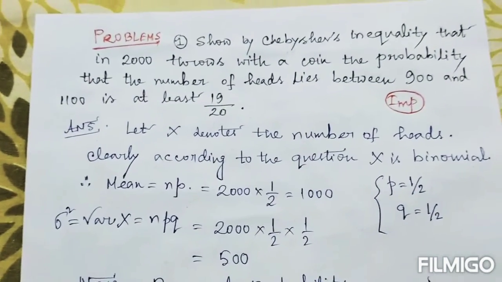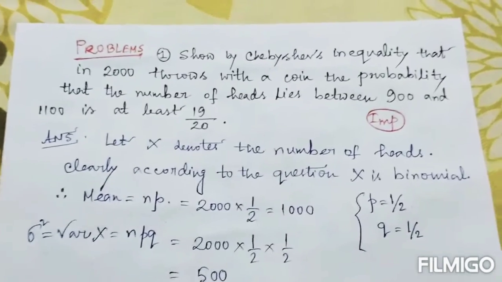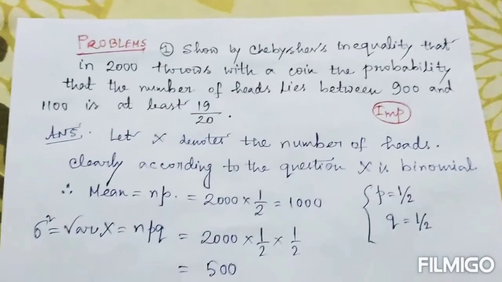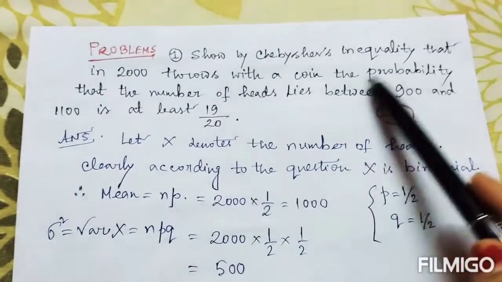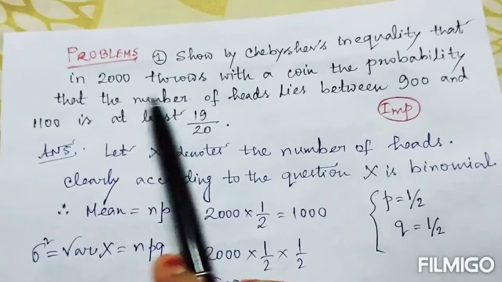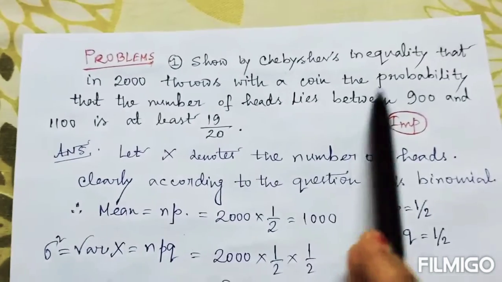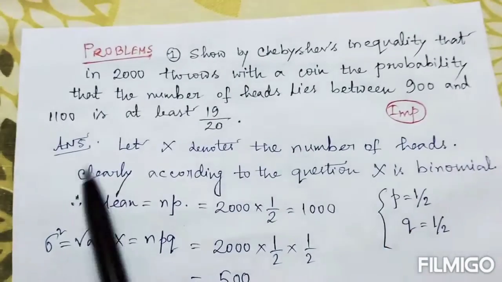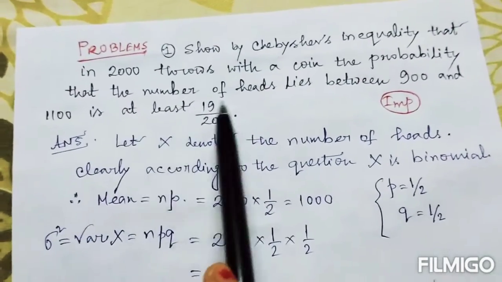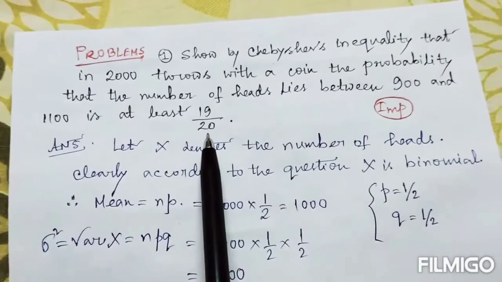Here we have some problems on Chebyshev inequality. Number 1. By Chebyshev inequality, show that in 2000 throws of a coin, the probability that the number of heads lies between 900 and 1100 is at least 19 by 20.